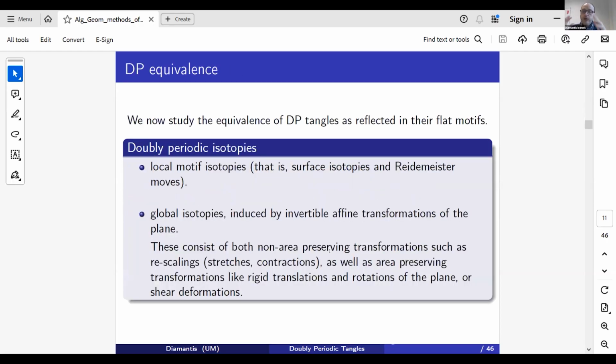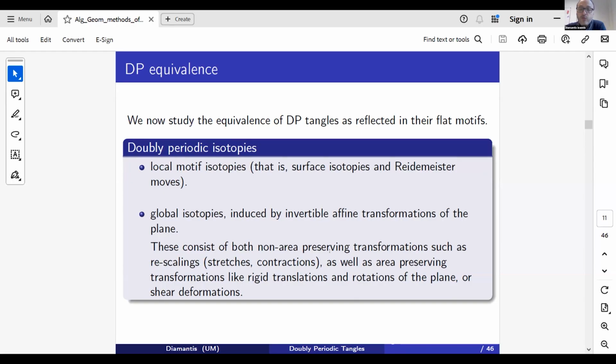Now, in order to study DP equivalence, we realize immediately that there are two different categories of moves. The first one is what we call local motif isotopies, isotopy moves that take place very locally, and this involves the standard Reidemeister moves that we know from knot theory, which I'm going to remind you in a minute, plus surface isotopies, because we shouldn't forget that we are on the thickened torus. So we are on the surface of the torus and consider the thickening. There, other things might occur which are more interesting compared to the three sphere.